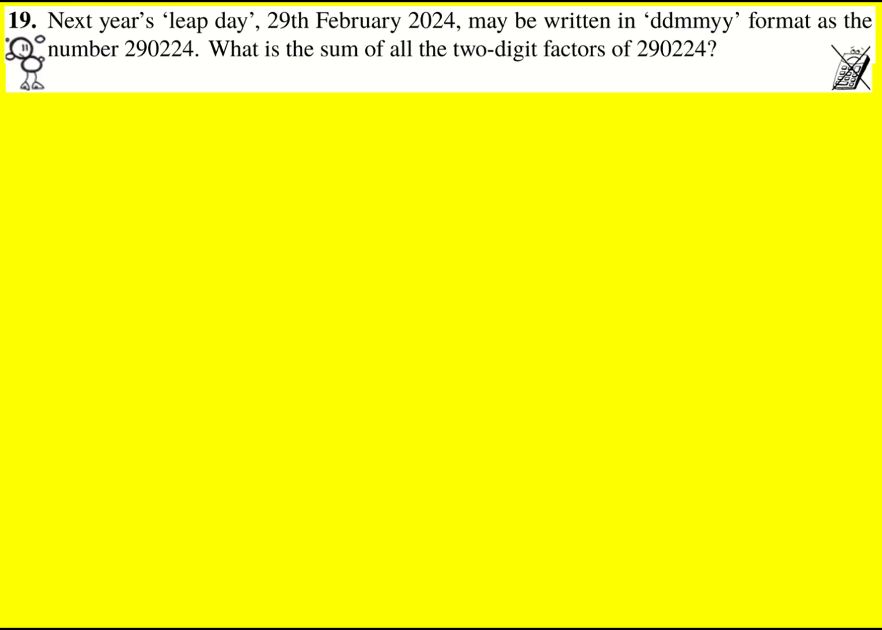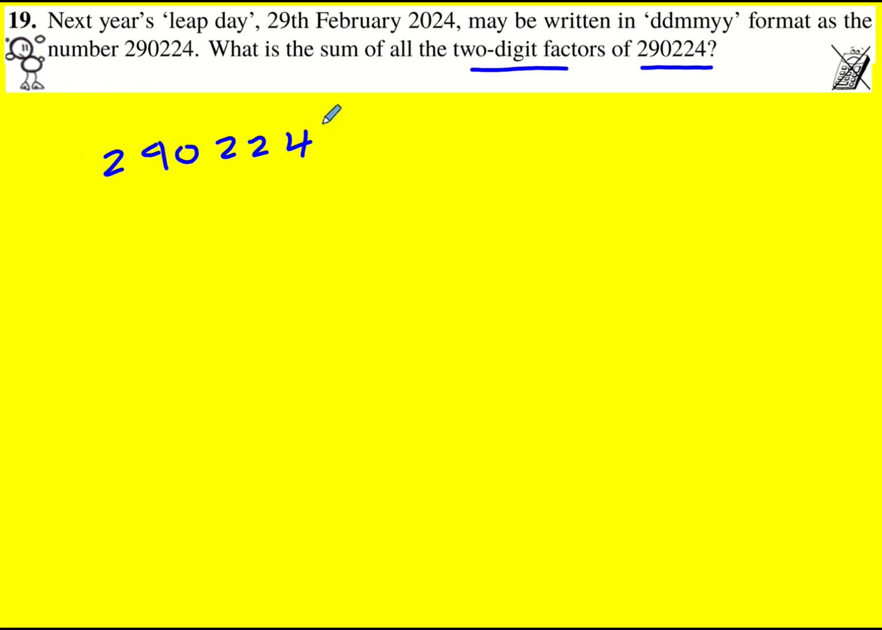This question requires a bit of care because basically we're being asked to find the prime factorization of 290,224. And then we're going to worry about the two-digit factors. So I'm going to write this number down, and you need to find the factors, but being aware of some divisibility tricks or rules can really help.